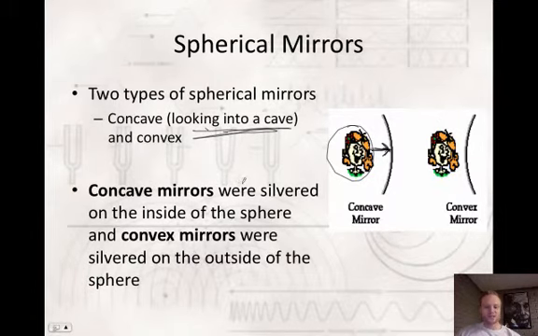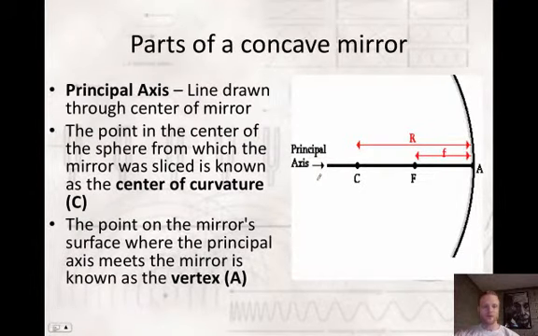Concave mirrors are silvered, or have a glassy appearance, on the inside of the sphere, whereas convex mirrors are silvered on the outside of the sphere. Let's take a look at concave mirrors a little further, and what parts are a part of a concave mirror. In a concave mirror, there's something called the principal axis, which you can see in this picture. It's drawn right through the center of the mirror. This line right here is the principal axis.